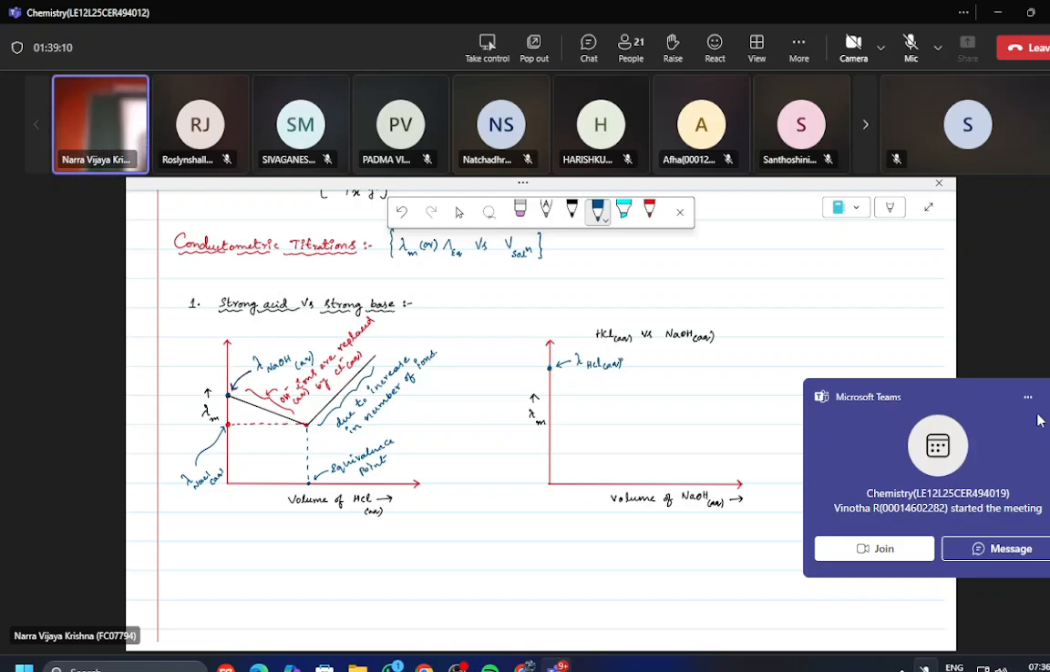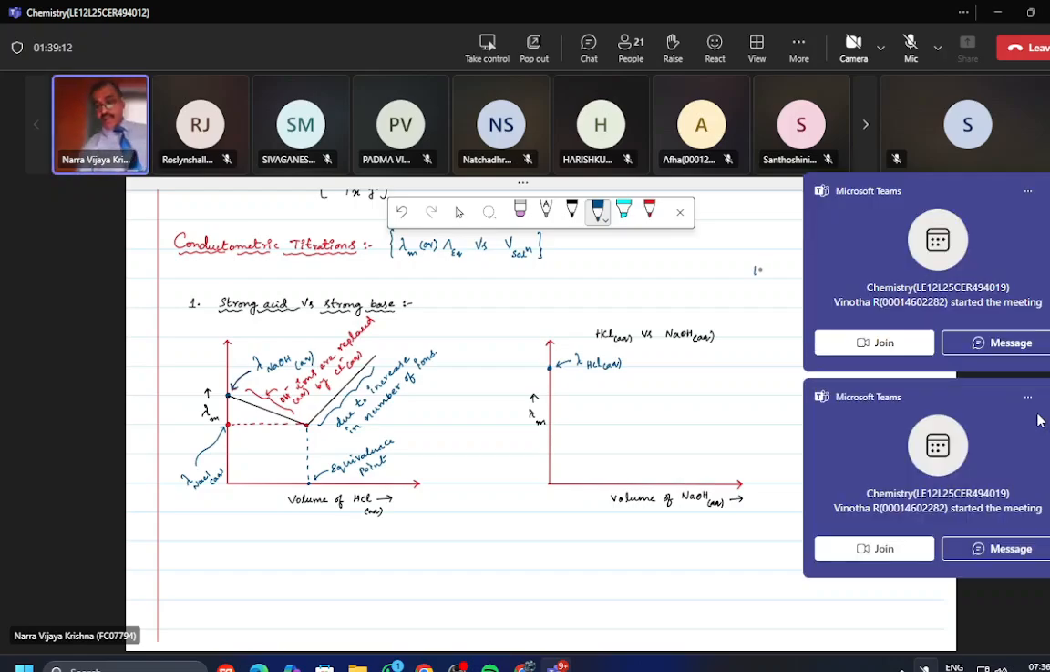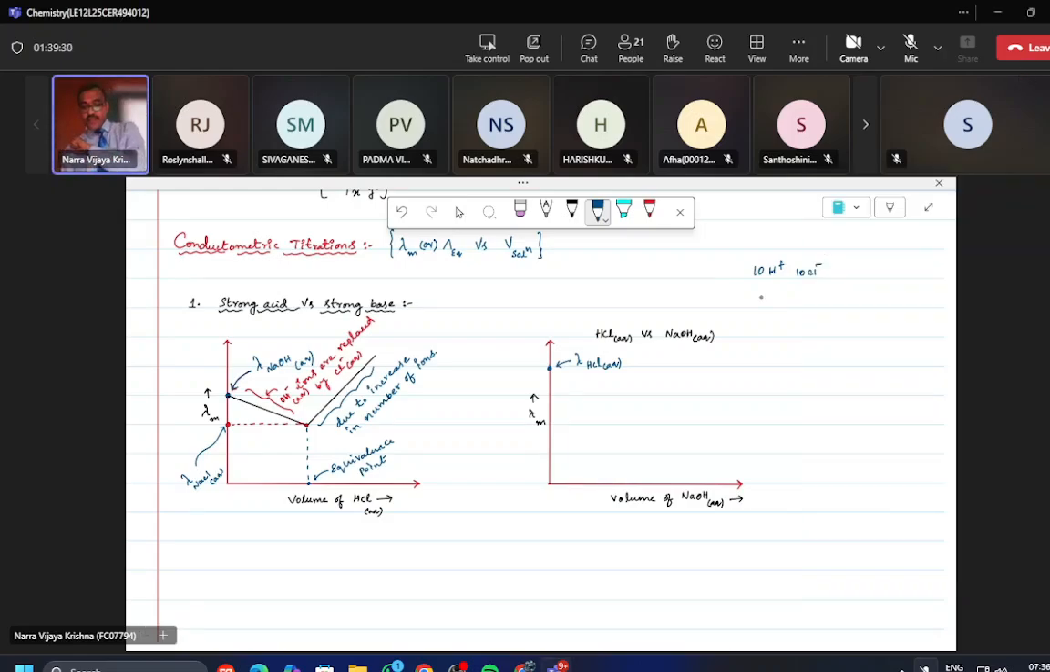During titration, what happens? If I am allowing these to react, there are 10 H+, 10 Cl-. If I add one NaOH, what happens? One NaOH reacts with one HCl to form NaCl plus H2O. So the number of H+ ions becomes 9, Cl- ions remain 10 only, and one Na+. Correct? Any questions in it?